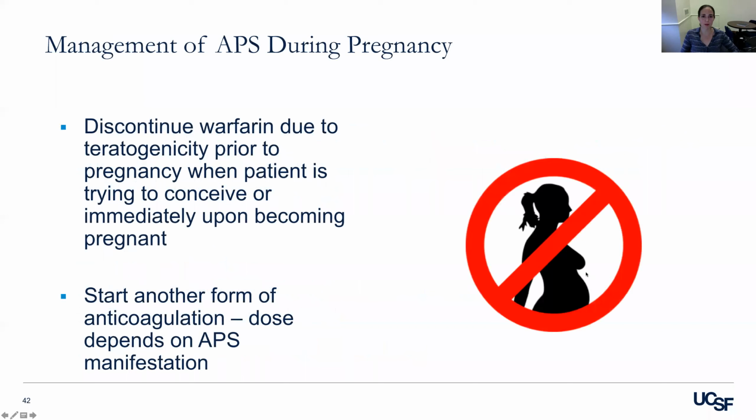So how do we think about the management of antiphospholipid syndrome during pregnancy? So the first thing to remember is that warfarin is highly teratogenic. So it should be discontinued prior to pregnancy when a patient's trying to conceive or immediately upon becoming pregnant. It also necessitates, because you're discontinuing it, starting another form of anticoagulation. But that dose is going to depend on their manifestation of APS.